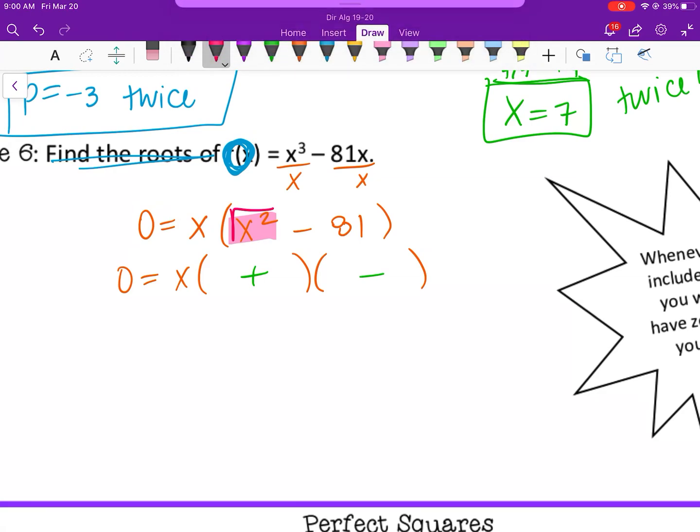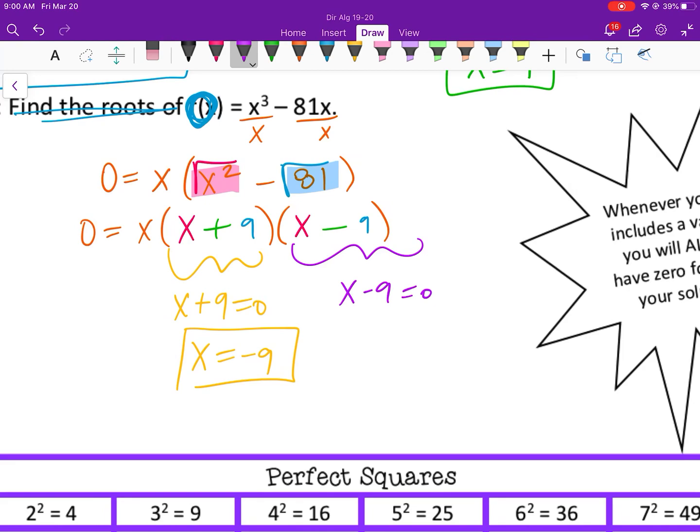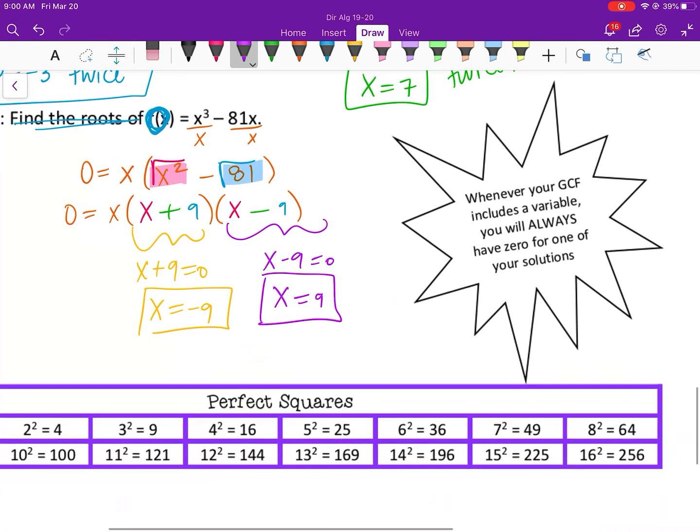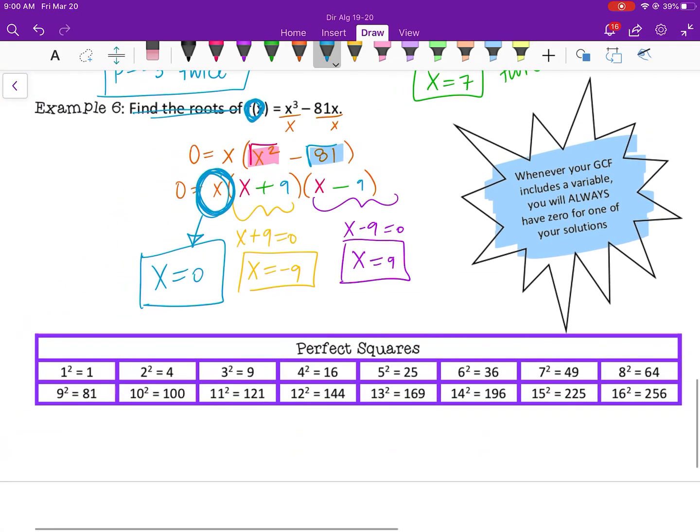We find out what goes first by square rooting our first term. Square root of x squared is just x. To find out what goes last, we square root our last term. Square root of 81 is 9. Now, when we solve these, we let our first set of parentheses be equal to 0. Subtract 9 from both sides. X equals negative 9. This one will not give us the same answer twice because we solve this set of parentheses by adding 9 to both sides. So x is positive 9. And whenever your GCF includes a variable, you always have 0 for one of your solutions.